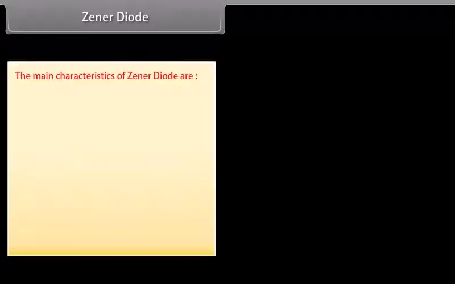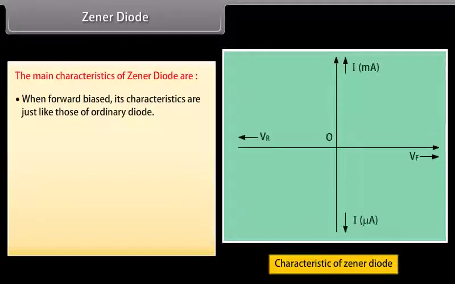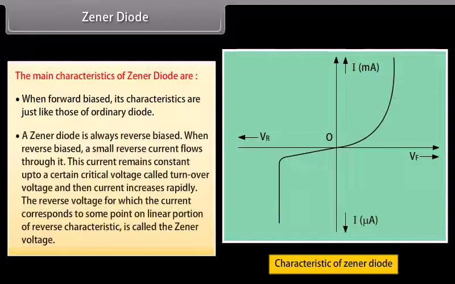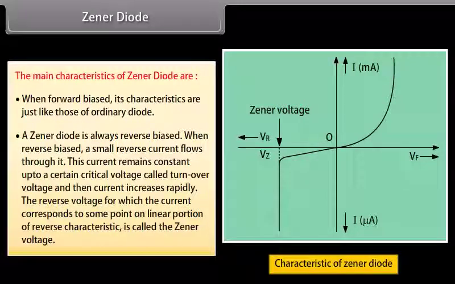The main characteristics of the Zener diode are: when forward biased, its characteristics are just like those of an ordinary diode. A Zener diode is always reverse biased. When reverse biased, a small reverse current flows through it. This current remains constant up to a certain critical voltage called the turnover voltage, and then the current increases rapidly. The reverse voltage for which the current corresponds to some point on the linear portion of the reverse characteristic is called the Zener voltage.